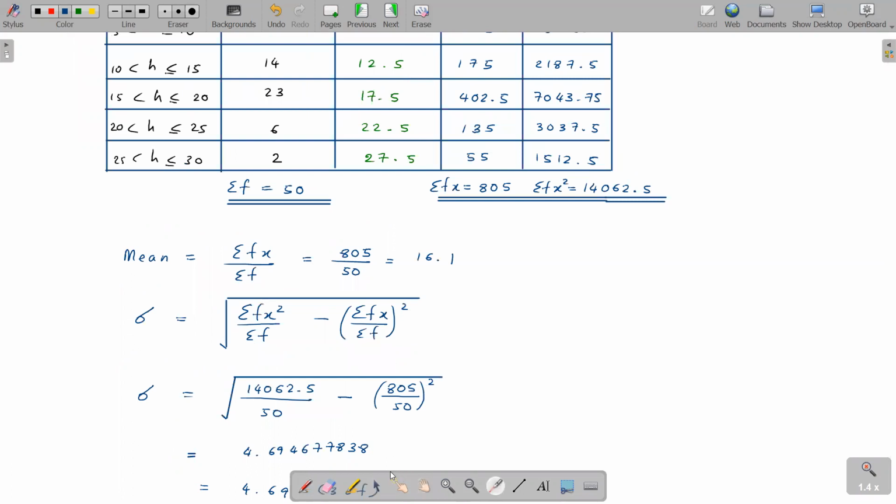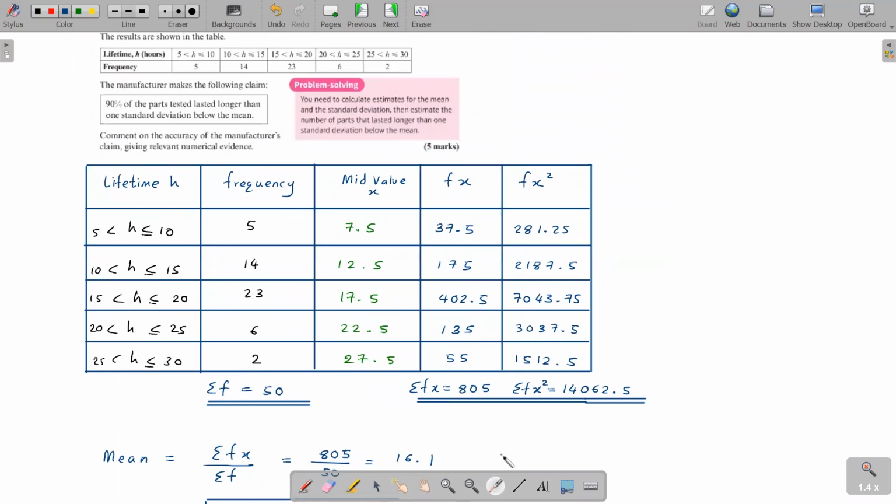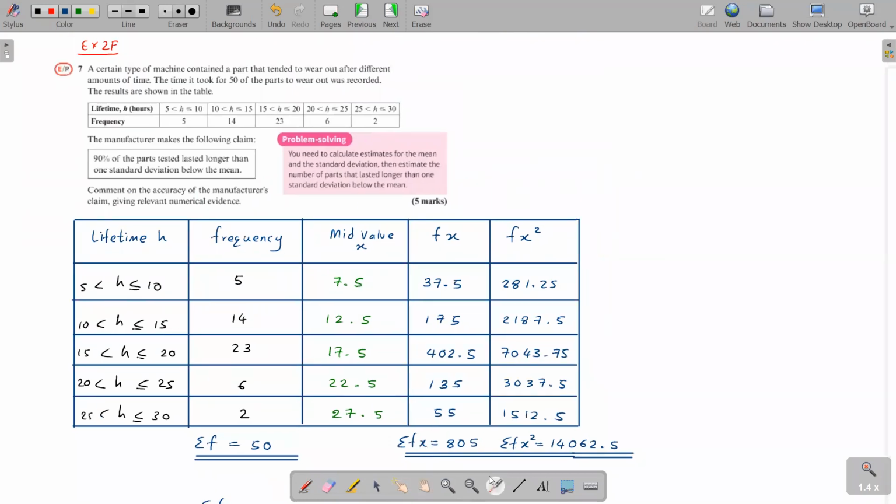We are finding the standard deviation and the mean for the lifetime. The lifetime in hours for what? The lifetime in hours for a certain type of machine, right? Now, a certain type of machine contains a part that tended to wear out after different amounts of time. So basically, we are testing the lifetime of this particular part.